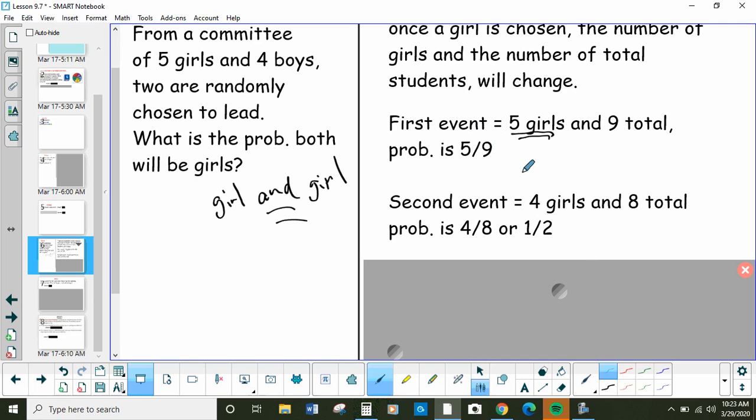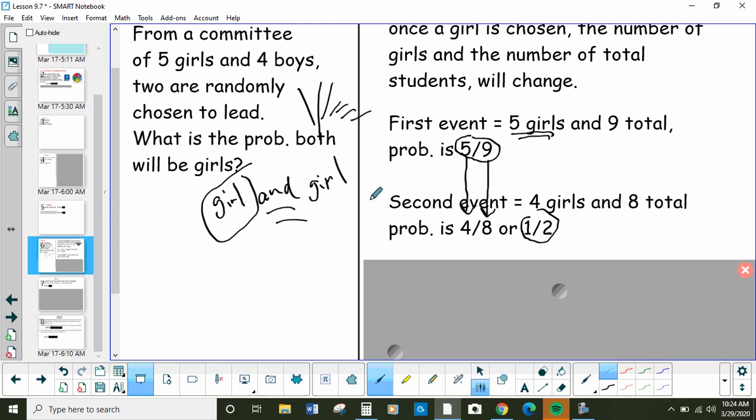See how the dependent event affected the numbers? 5 went to 4 and 9 went to 8 because one girl's already been picked. She's no longer one of those students that are being picked. That's supposed to be students being picked. I don't know why I drew that. All right. So, what's the probability of this 5/9 have to do with this 1/2?